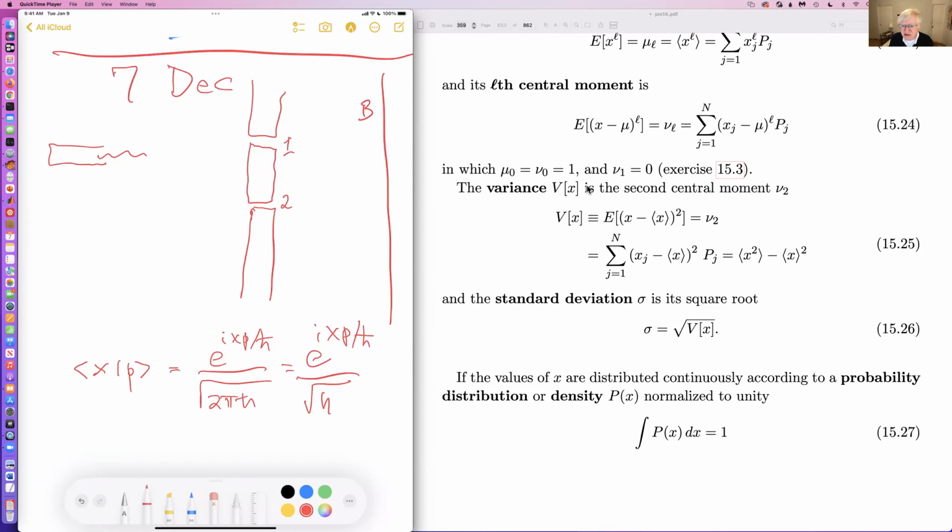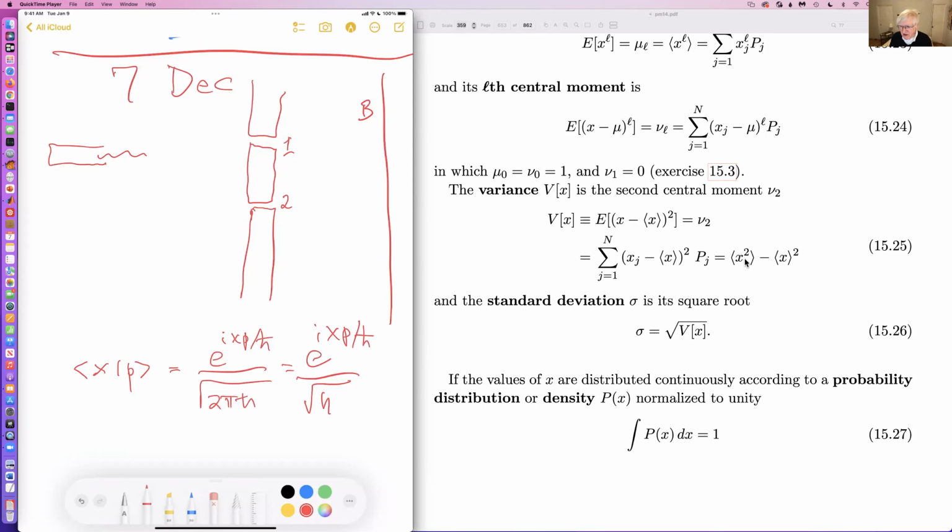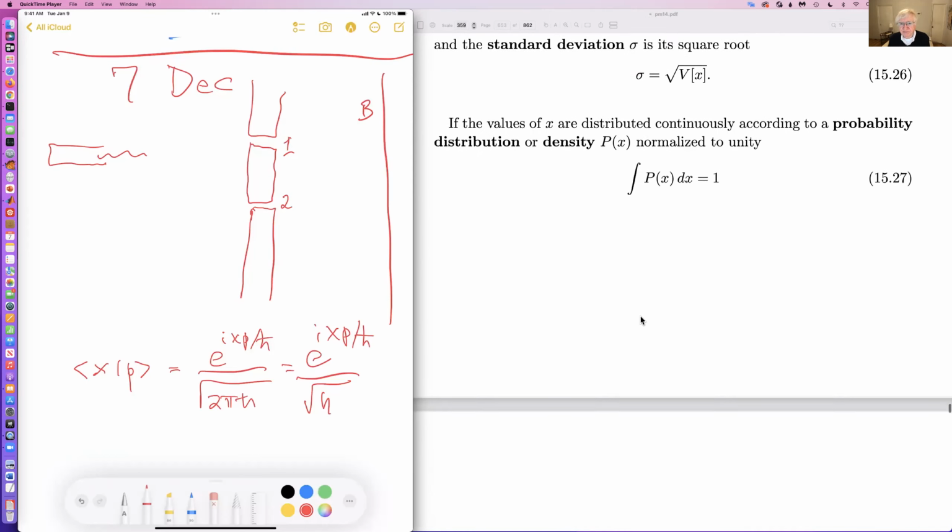Now, an important definition is the variance. It's the second central moment. So it's the average value of (x minus the average value of x) squared. And if you do this sum and expand this square, you see there's a cross term, and the cross term cancels one of these expressions. So you get the average value of x squared minus the square of the average value of x. The standard deviation is just the square root of the variance.